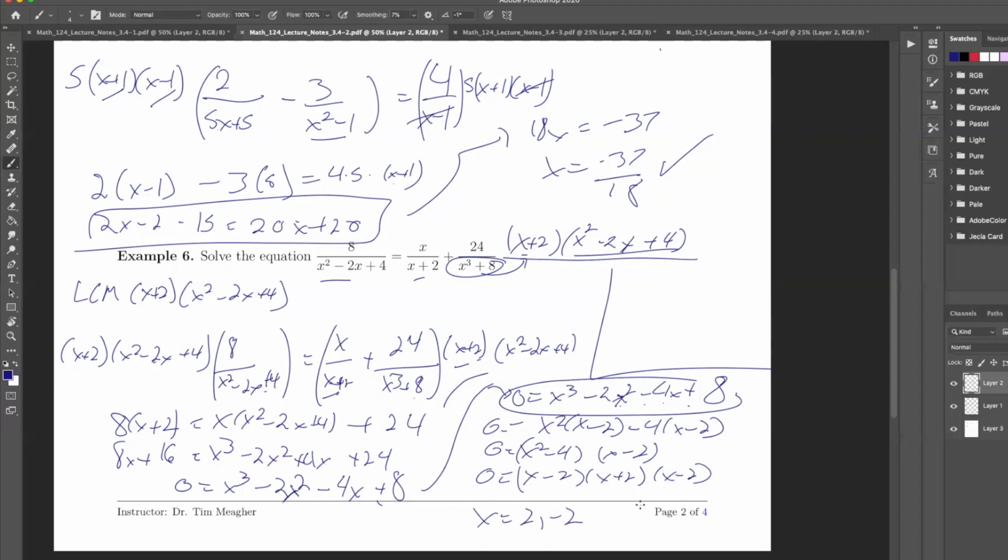Here we have x equals plus 2 and minus 2, right? But notice what happens if I plug in minus 2 right here.